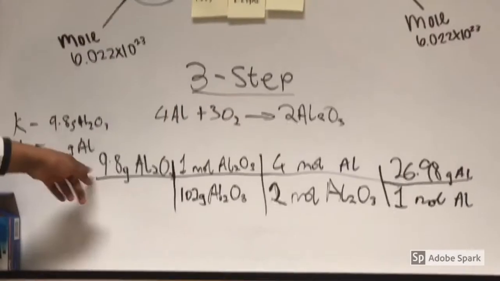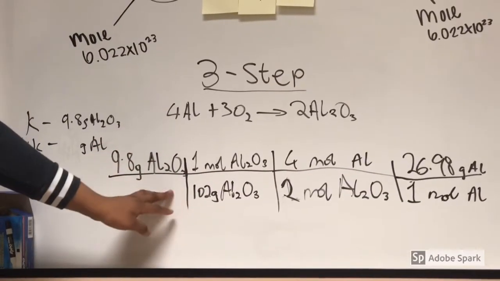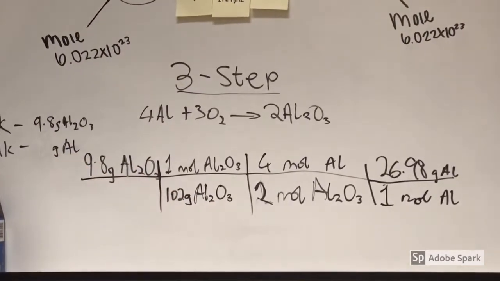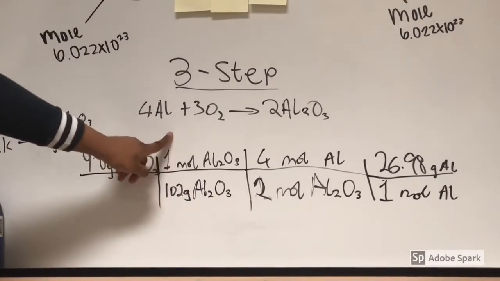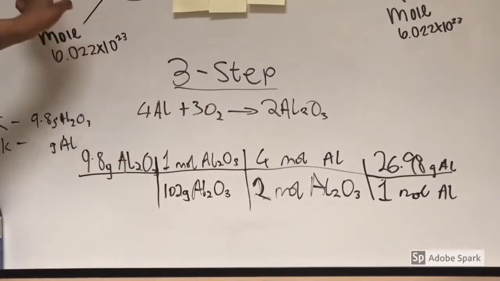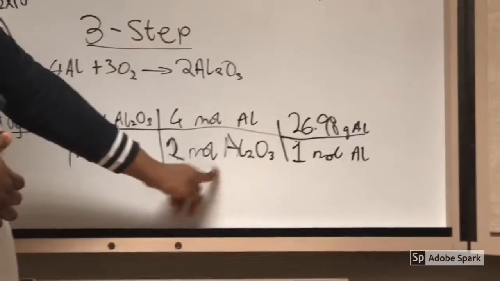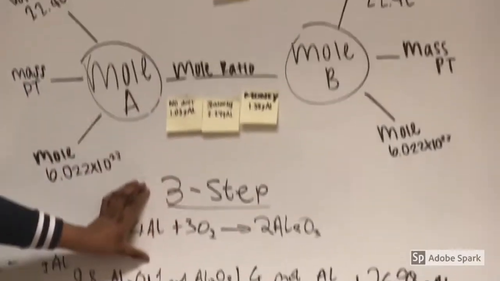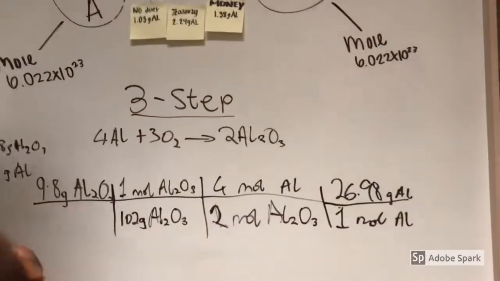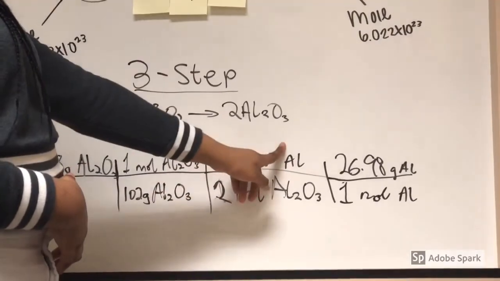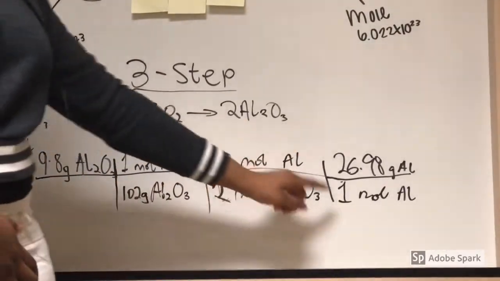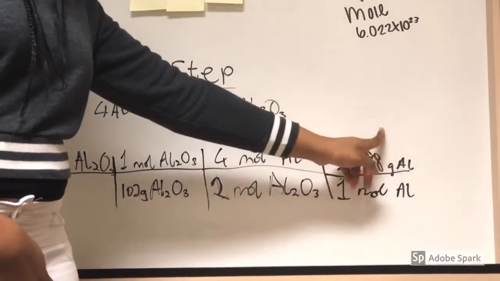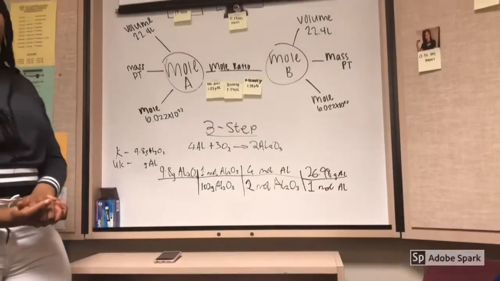First, we start with the 9.8 grams of Al2O3, and then across from that has to be the same thing, which is 102 grams of Al2O3. This could be found from the periodic table. On top of that, this always equals 1 mole of Al2O3, as you can see in the mole map. Across from that, it's going to be 2 moles of Al2O3, which we could find from the equation. The equation is equal to the mole ratio. On top of that, it's going to be 4 moles of Al, which could also be found in the equation. And across from that, it's going to be 1 mole of Al, which could be found in the mole map. And on top of that, it's going to be 26.98 grams of Al, which could also be found from the periodic table, considering we're dealing with grams.